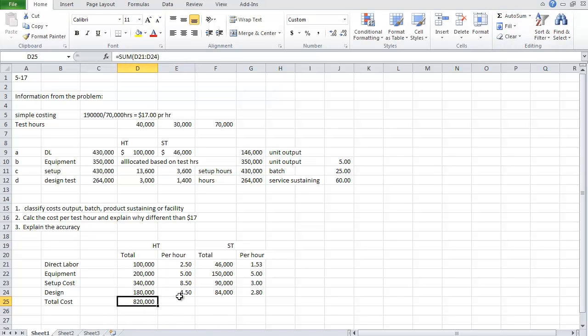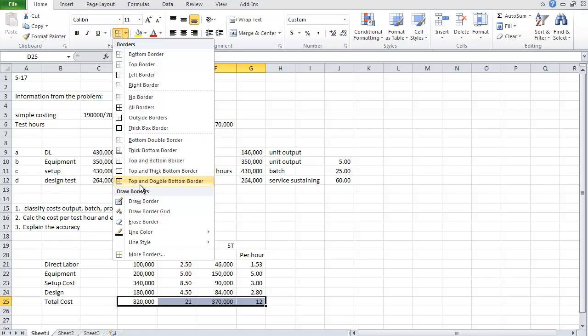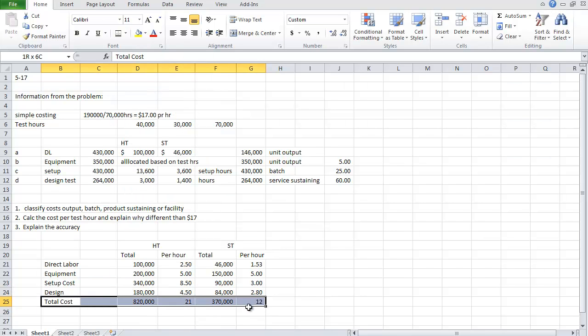Spread that across. And we'll put in some formatting. So from a calculation standpoint, to calculate the cost per hour, if we were looking at it department specific, or in this case cost area specific, we would see that for the heat testing we'd end up at $820,000, and for the stress testing we'd end up at $370,000.